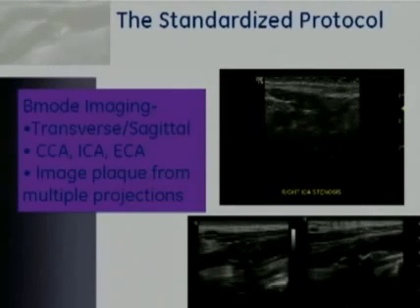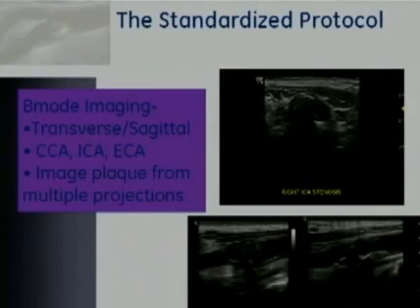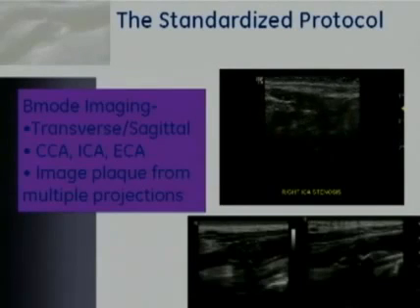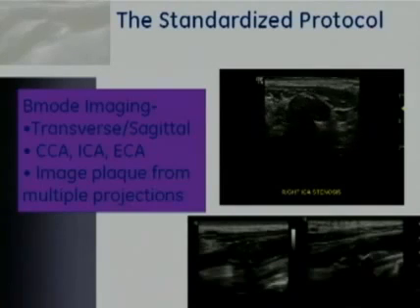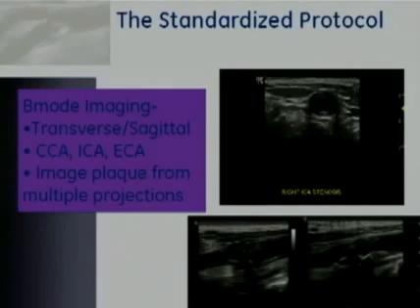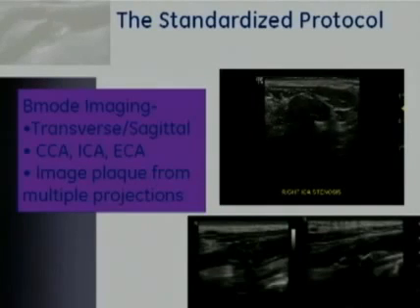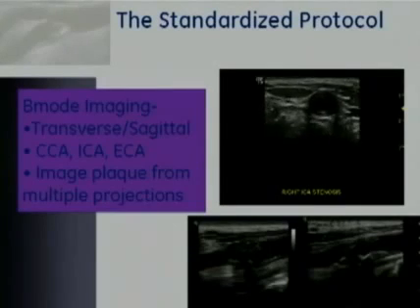So really everyone in the lab should be doing the study in exactly the same way, and the interpreters should also be using the same interpretive criteria when they're interpreting the study. So what should be included in your standardized protocol? Well, we'll start with B-mode imaging, sometimes referred to as 2D imaging or grayscale imaging. All of those terms mean the same thing.